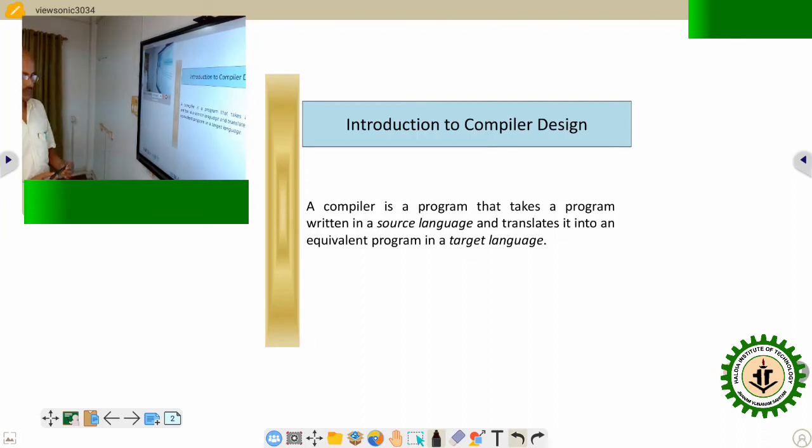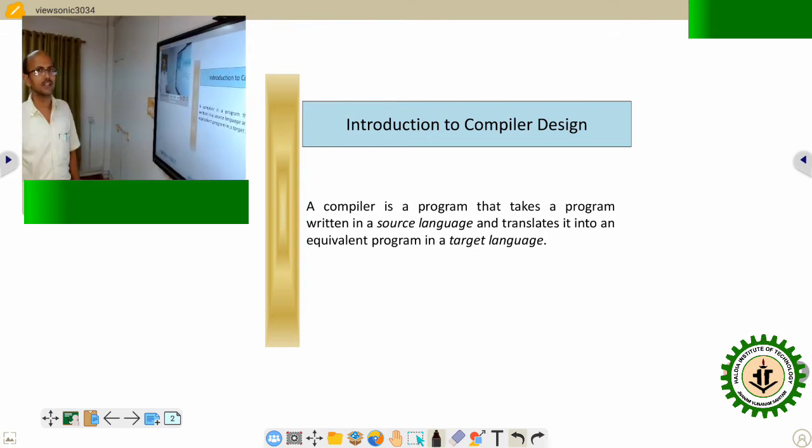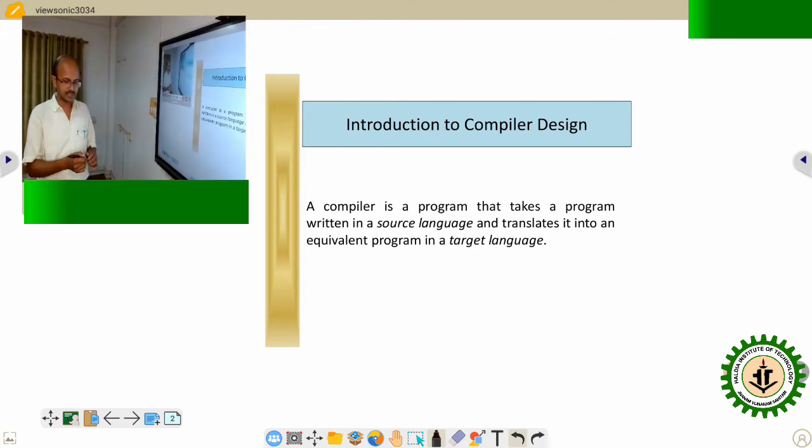Okay, today we will discuss the introduction to compiler design. You know the compiler is a basic subject in computer science. Every language needs a compiler before execution of the program. So a compiler is basically a software or a program that takes one source program and converts it into the target program. Okay, and what do you mean by the source program?